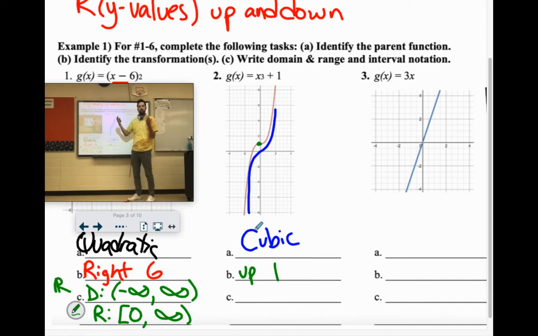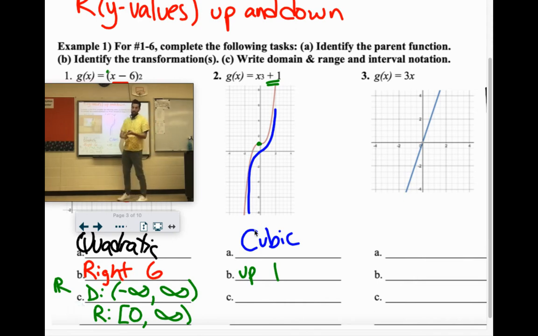And so look in the formula. Where do you think that comes from? It's +1. Okay, so that shifts it up 1. This one, right, 6, but it was in parentheses. This one went up 1, and it's not in parentheses. I bet there's something to that.